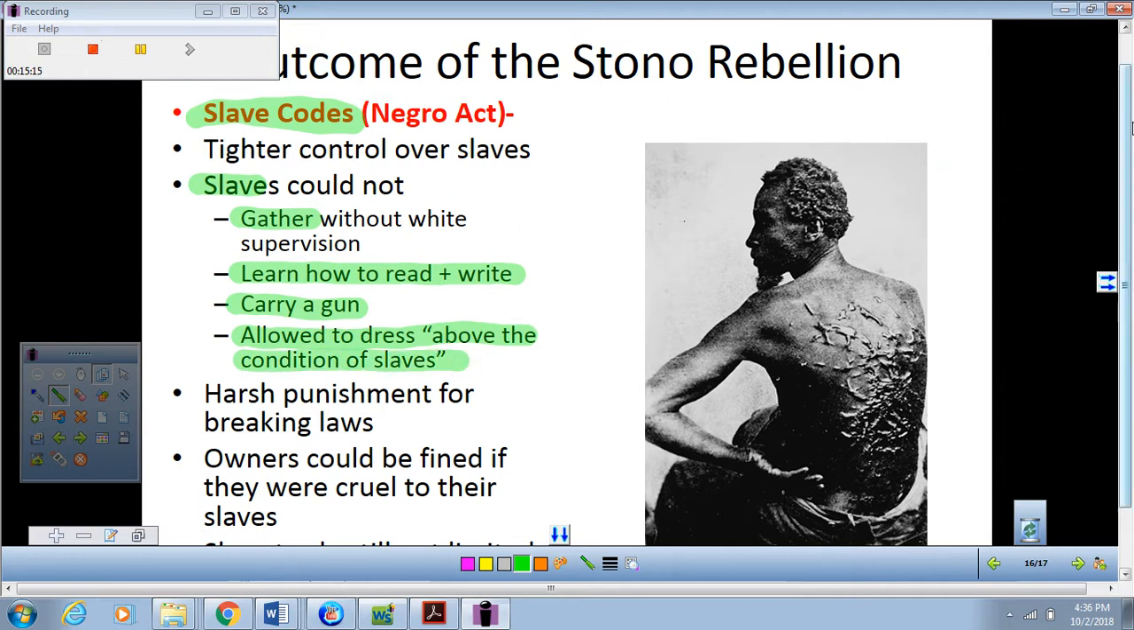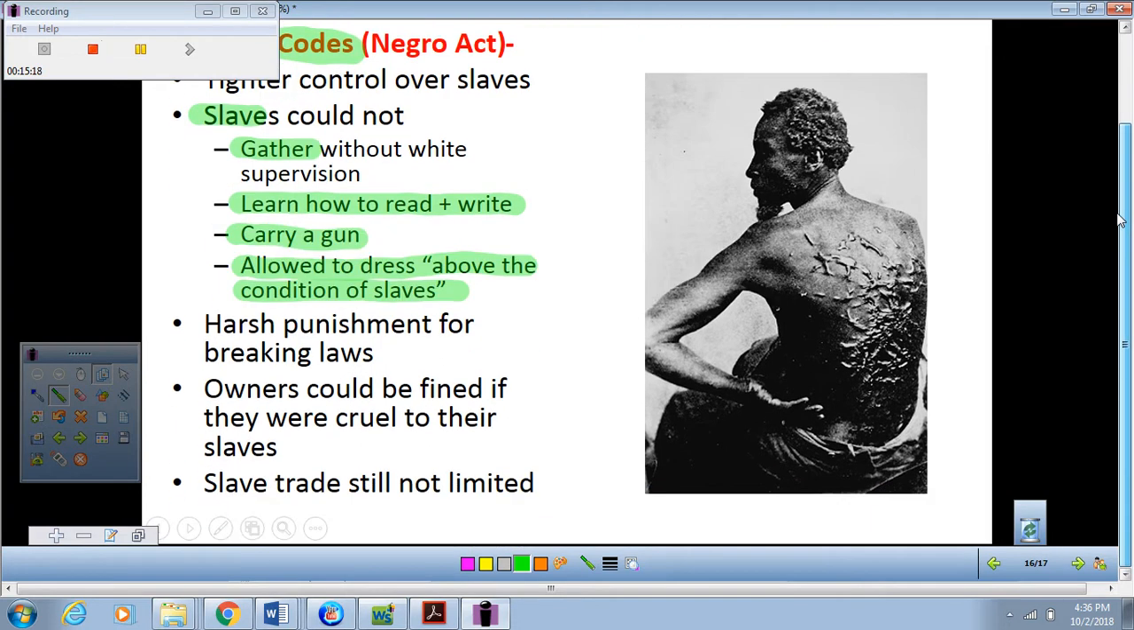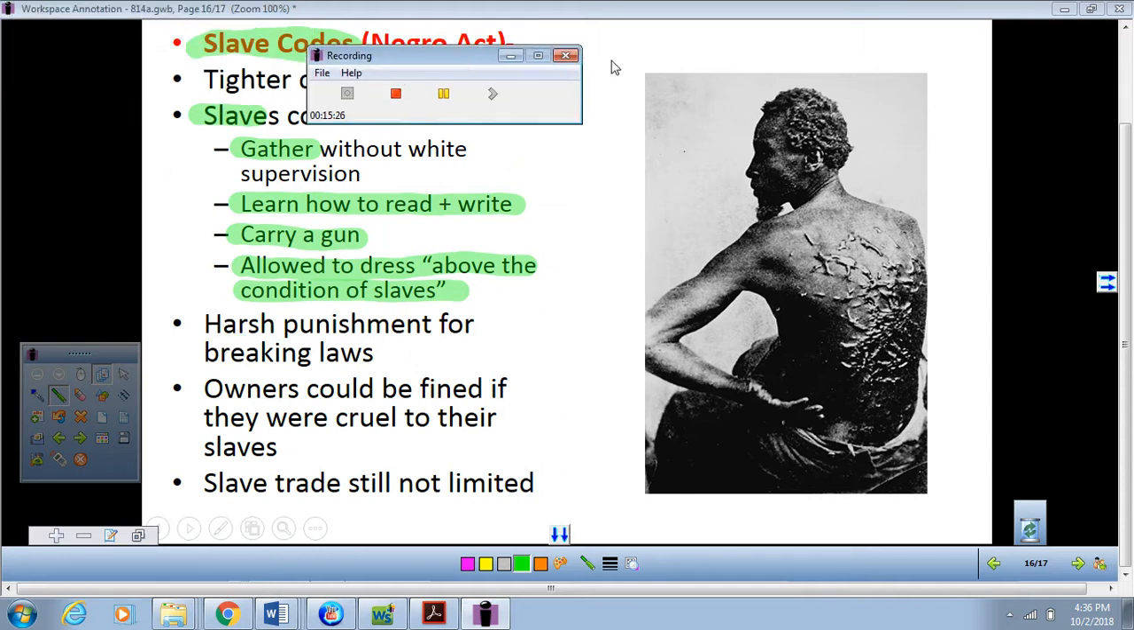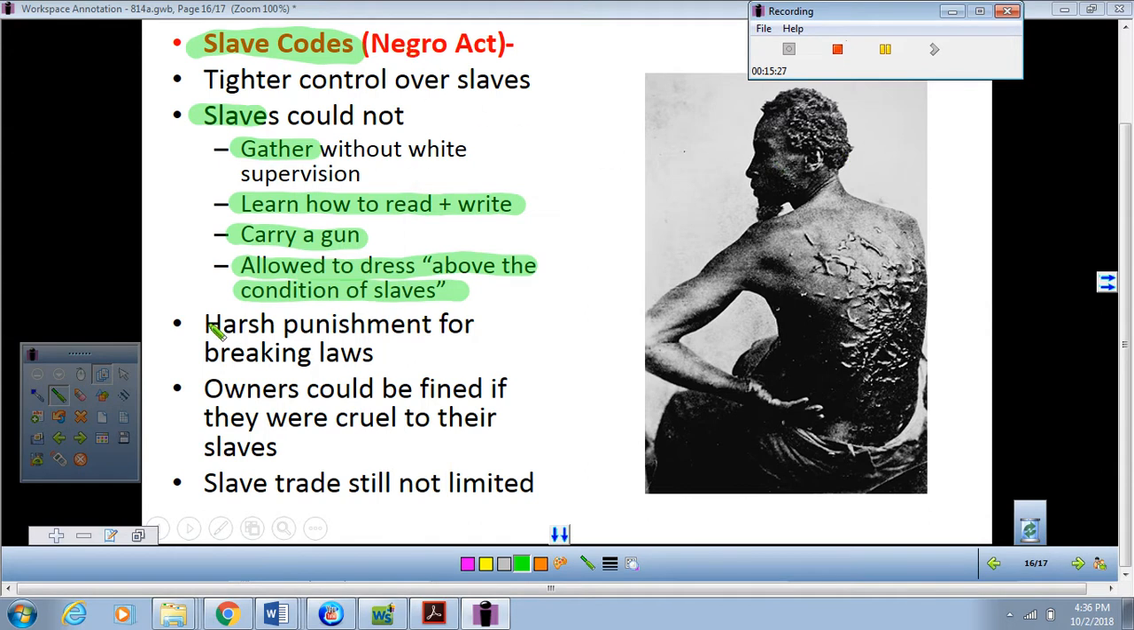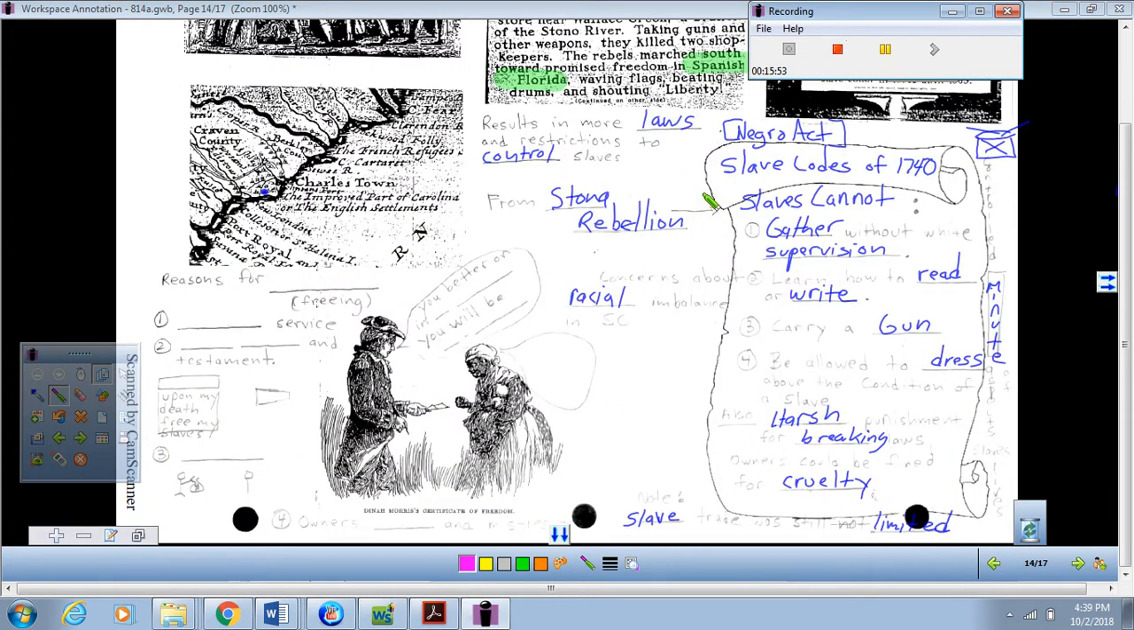Once again, the Spanish were complicit in the Stono Rebellion because they offered freedom to those slaves who rebelled against their British masters. Additional pieces of these slave codes were that there was harsh punishment for breaking laws, and the owners could be fined if they were cruel to their slaves. Of particular note, even though a population imbalance favoring slaves was seen as a threat, the slave trade was still not limited.